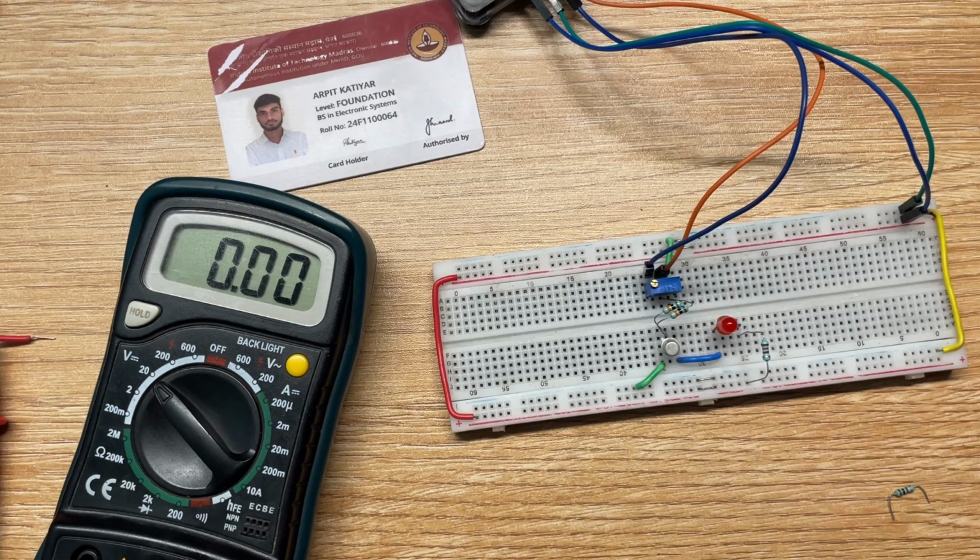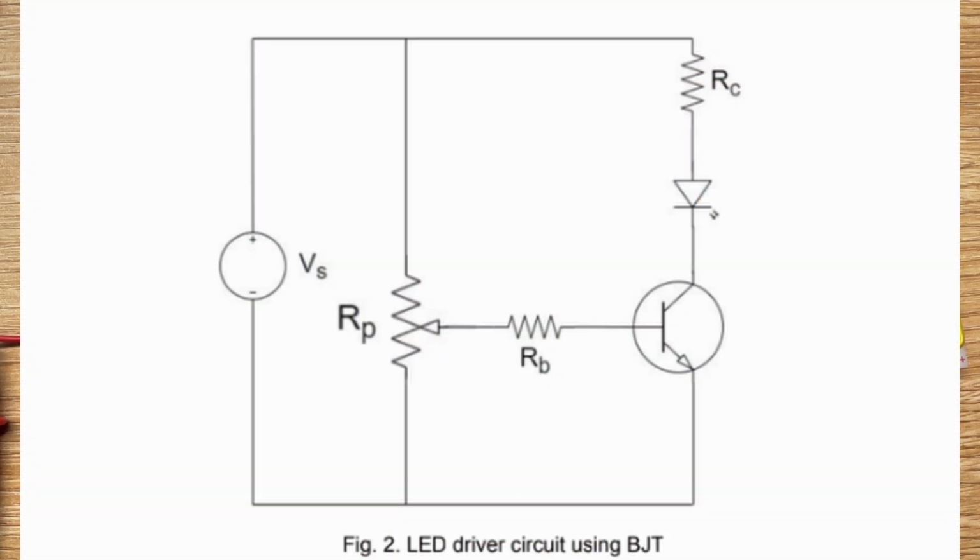So this is part 2 of this experiment. In this experiment, as you can see in the figure, this is an LED driven circuit using a BJT.